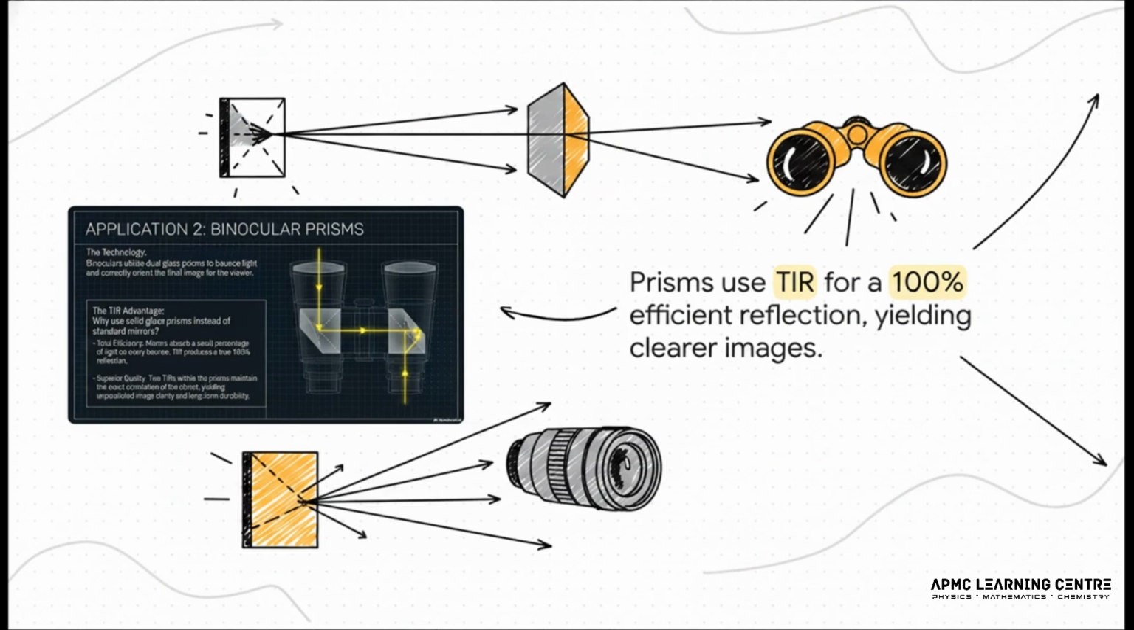Okay, how about getting a better view of things? You know, in really high-end binoculars or cameras, they often don't even use mirrors to steer the light. They use prisms. And you might ask, why? Well, even the best mirror absorbs a tiny bit of light, which makes the final image just a little bit dimmer. But a reflection from TIR? It's literally 100% efficient. Zero light is lost. That means you get a much brighter, crisper image, and the whole thing is way more durable.